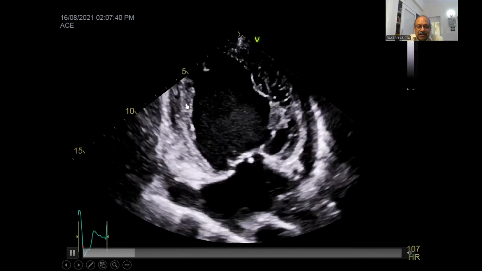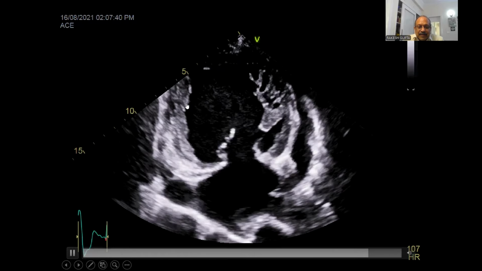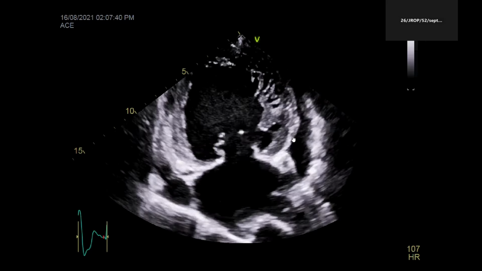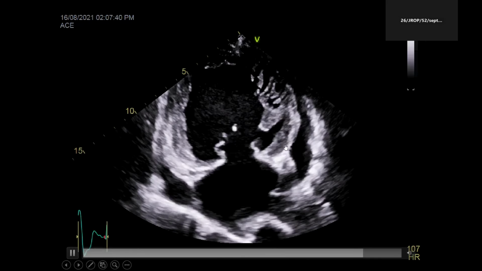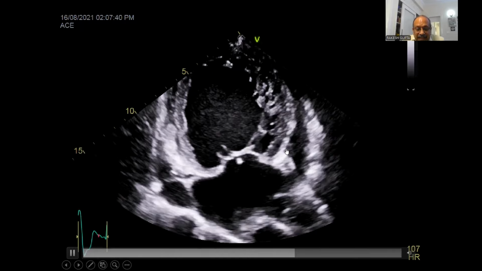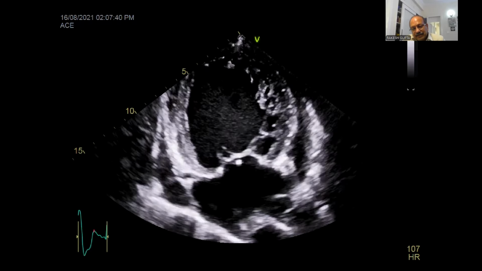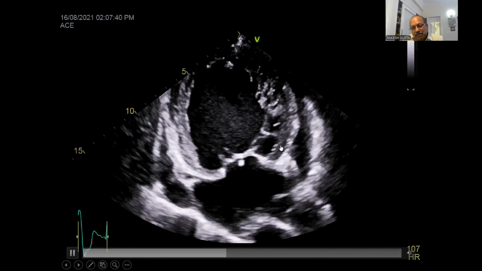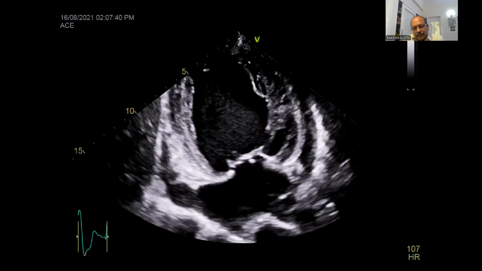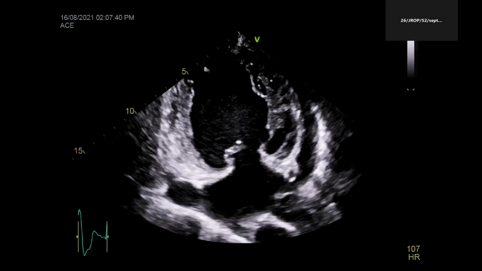Look at this segment. It's not thickening at all. Yes, sir. This segment is also not thickening. It's moving with the systolic contraction, but it's not thickening. So that's what is more important to understand. Okay, sir. Thank you, sir.